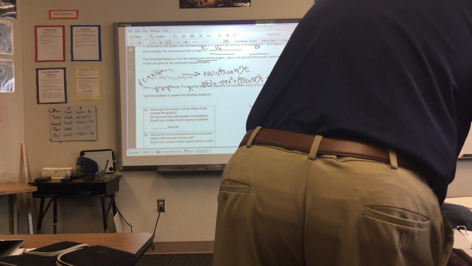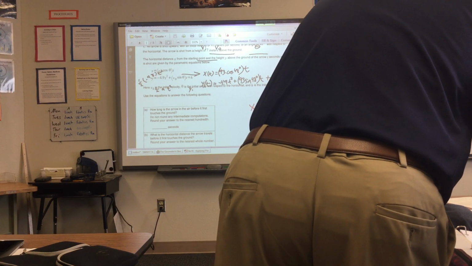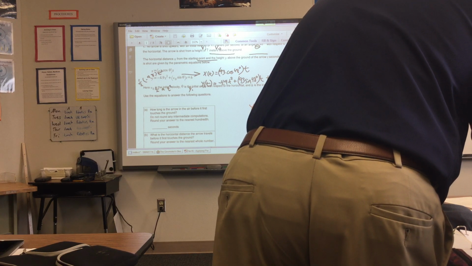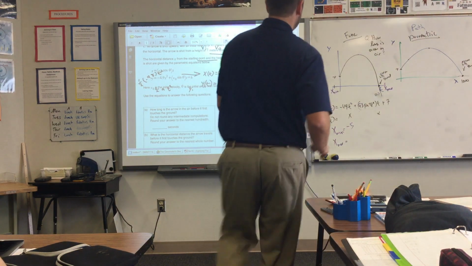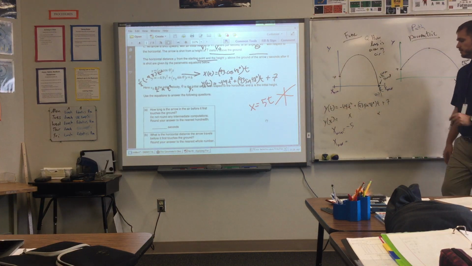Let's look at your equation. Negative 4.9 x squared. Sorry, negative 4.9. I wrote 49.